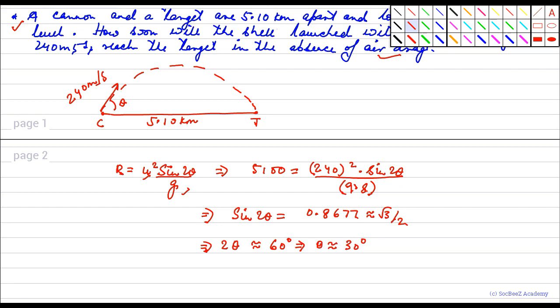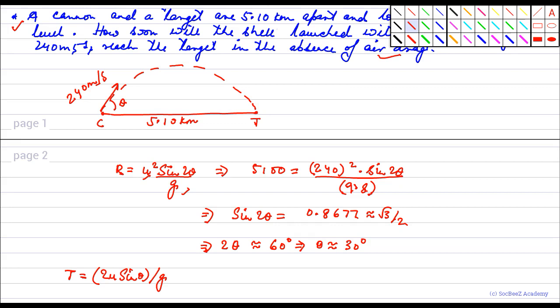Now I know that the time of flight is given by 2u sine theta by g. And that is something which I need to find out. I need to find the time which the shell takes to reach the target in absence of air drag. All these equations have been written considering that there is no air drag. That is the ideal situation of projectile motion.